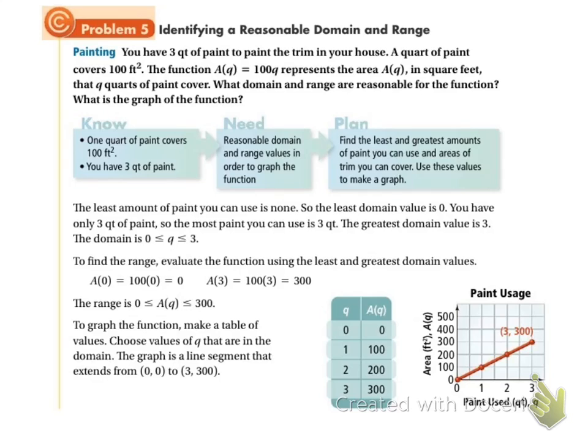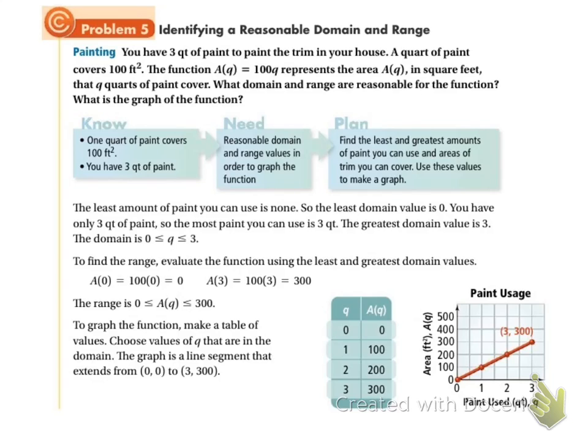It says, you have 3 quarts of paint to paint the trim in your house. A quart of paint covers 100 square feet. And they give us the function here in function notation. And we want to know what's a reasonable domain and range. Reasonable means like what's likely, what's possible. Obviously, I can't have negative quarts of paint, right? I can't use negative 2 quarts of paint to paint my trim. So we got to keep that in mind.